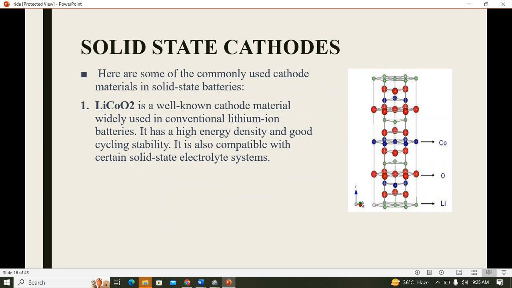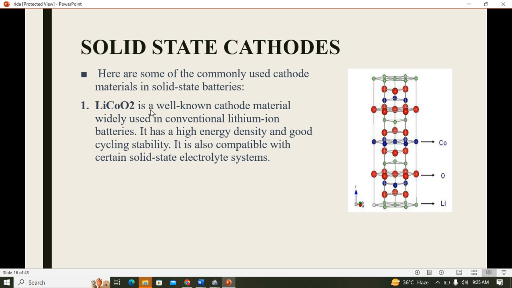Now we will discuss solid state cathodes, that is, what types of cathodes are used in solid state batteries. Basically, there are many cathodes which can be used in solid state batteries, but we will discuss the most common one. The most common one is lithium cobalt oxide.